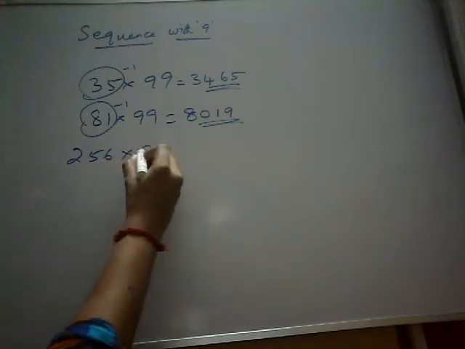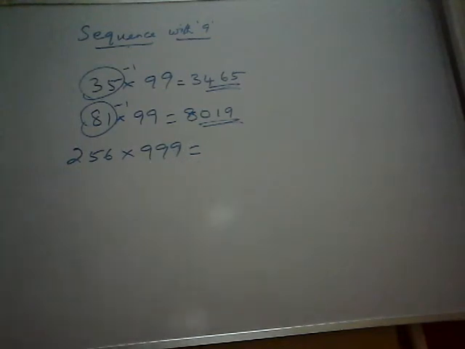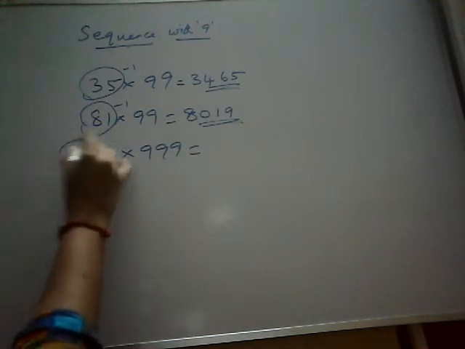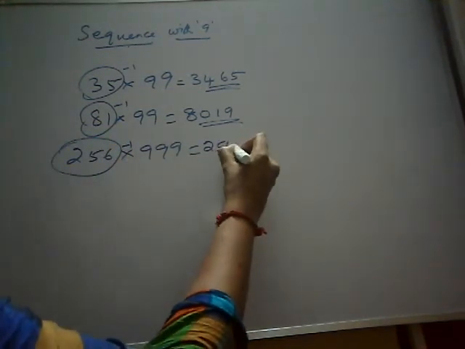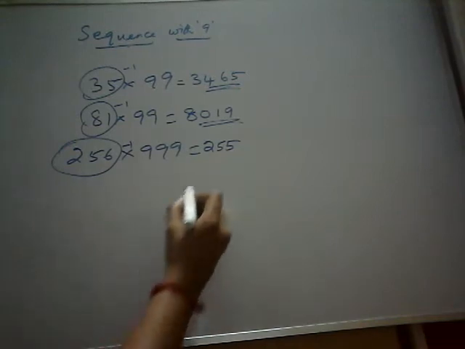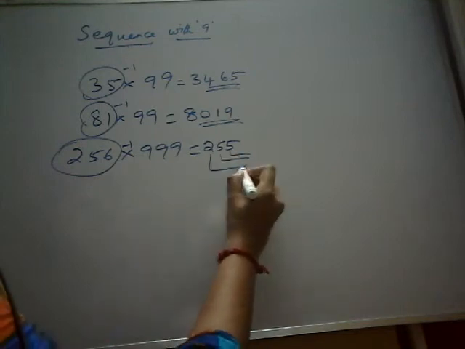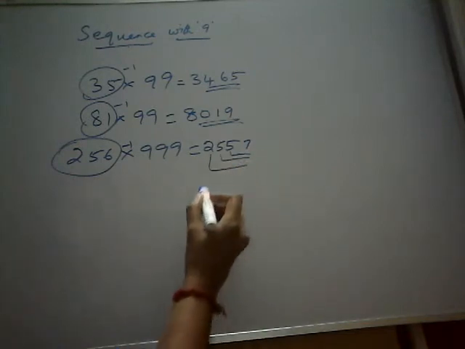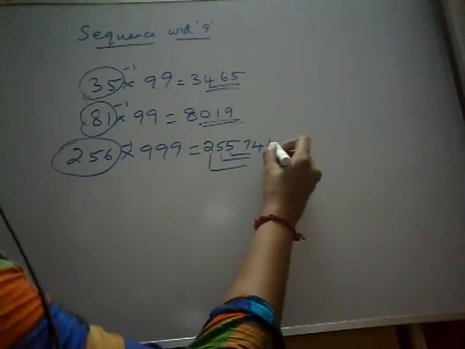Same way you can do it for another 3-digit number also. 256 by 999, a 3-digit number by another 3-digit number. Same procedure. You subtract 1 first: 256 minus 1 is 255. The next step, for each digit you subtract from 9 and write it. So 9 minus 2 gives you 7. 9 minus 5 gives you 4. Again 9 minus 5 gives you 4.